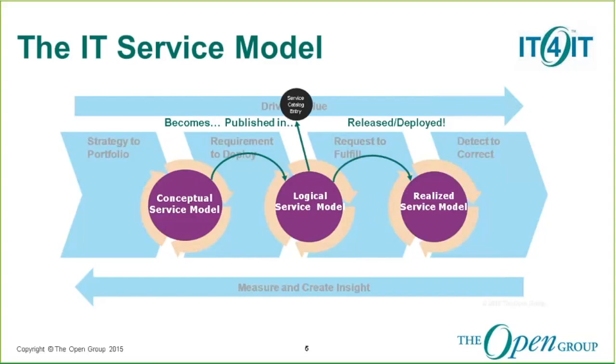And then this logical model can be released, published, as a service to users or deployed directly into an operating environment. Which brings us to the realized service model. And this realized service model represents an instantiation of a service to which users can subscribe. And once it's operational, it's continuously monitored to detect potential issues and resolve these before the business is affected. And then finally, it can be ordered through a catalog subscription process.